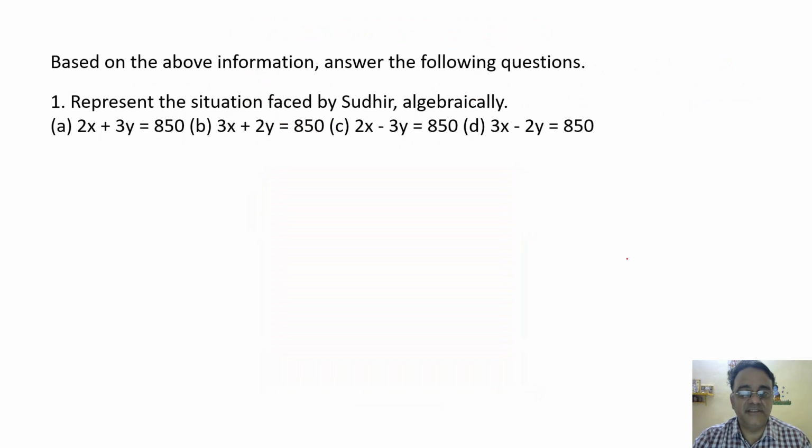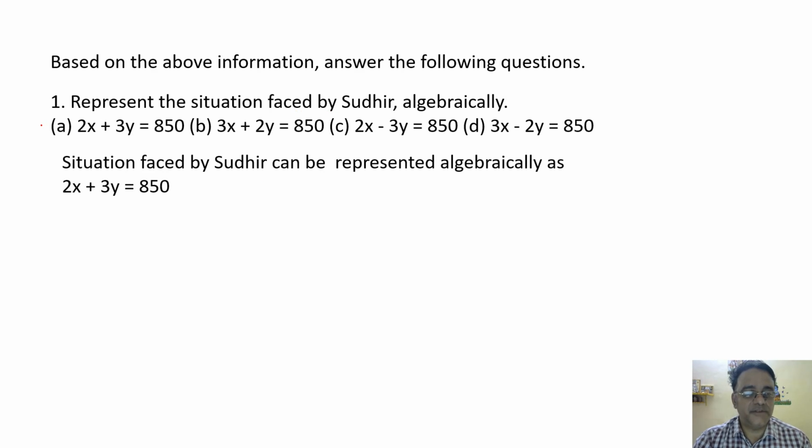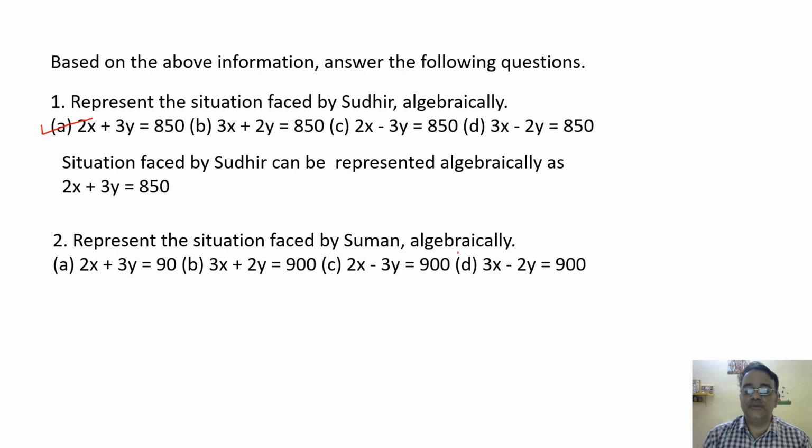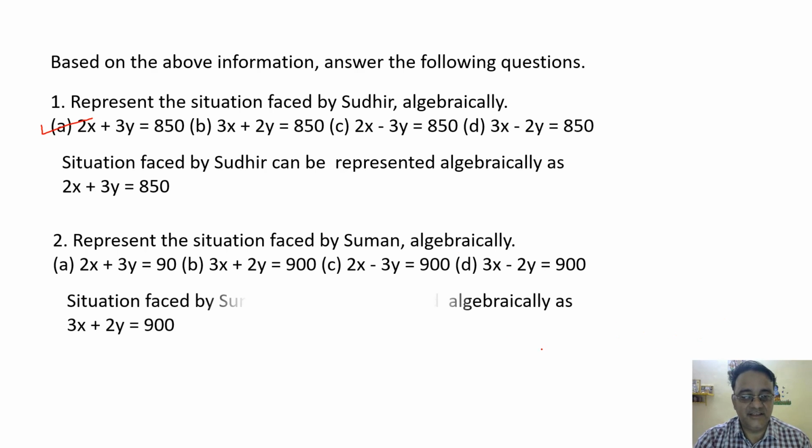So let us start with the first question. Represent the situation faced by Sudhir algebraically. So, as we just saw, 2x plus 3y equals 850. So the correct option is option A. Represent the situation faced by Suman algebraically. That also we have seen: 3x plus 2y equals 900. Option B. Right, correct. So now we are moving toward question number 3.